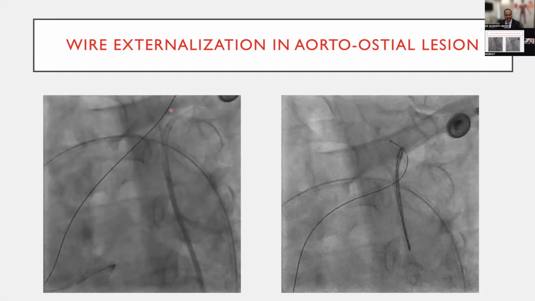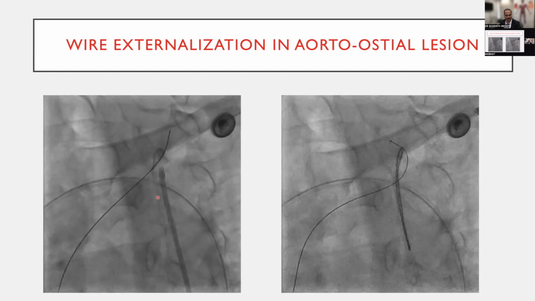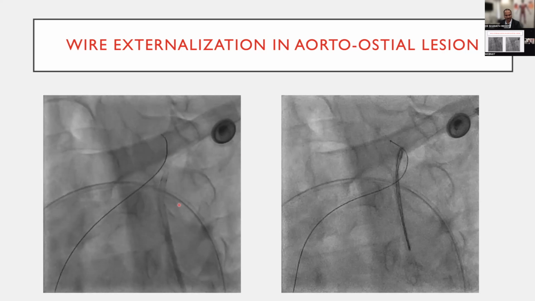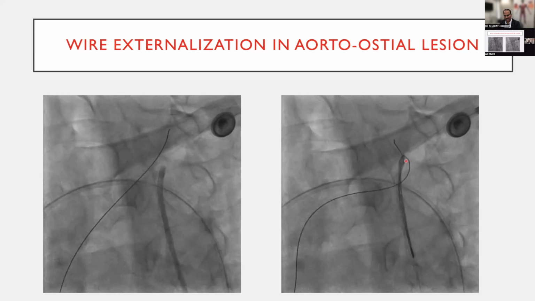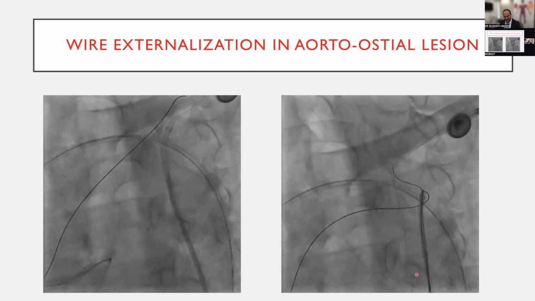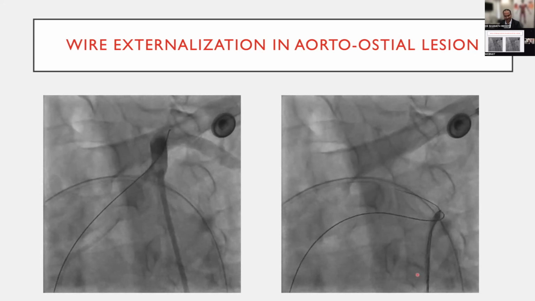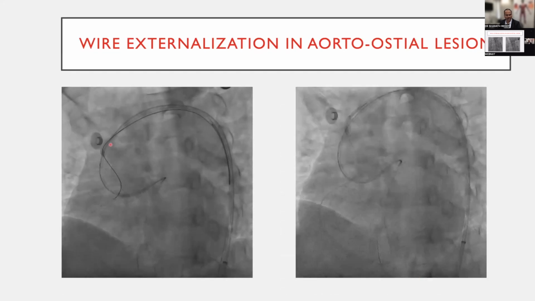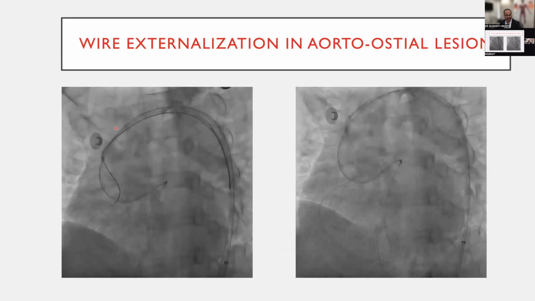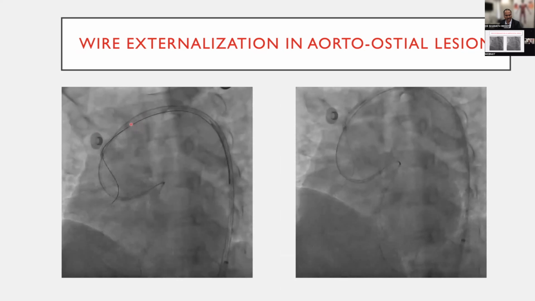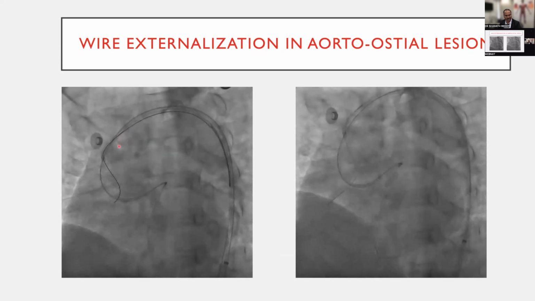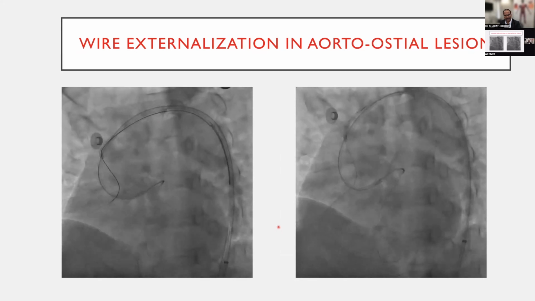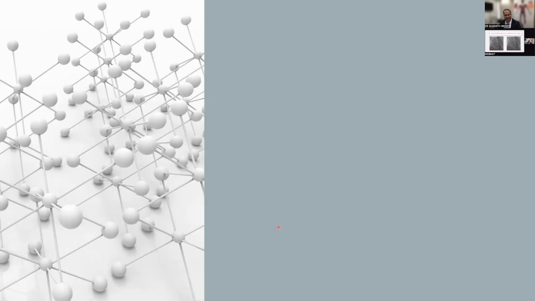So you have to have a strategy of snaring. Better is to snare in the descending aorta. In this case, the wire went into the subclavian, so we snared in the subclavian. The descending thoracic aorta is best to snare, to avoid embolization into cerebral vessels. And once you snare the wire, you entrap your advanced microcatheter in the antegrade guide, and then exchange the wire and externalize.